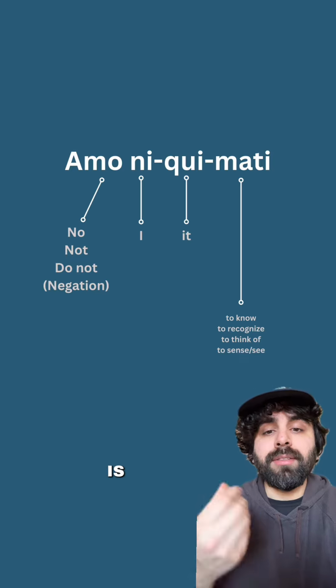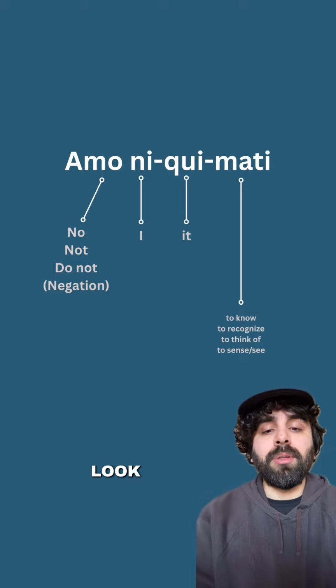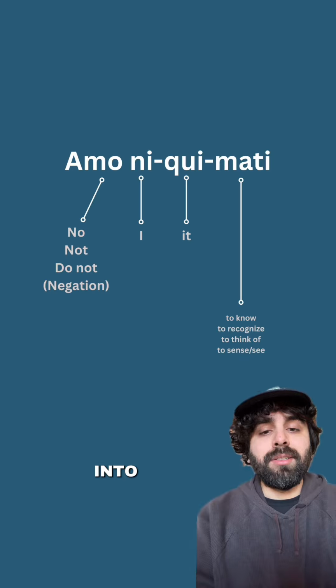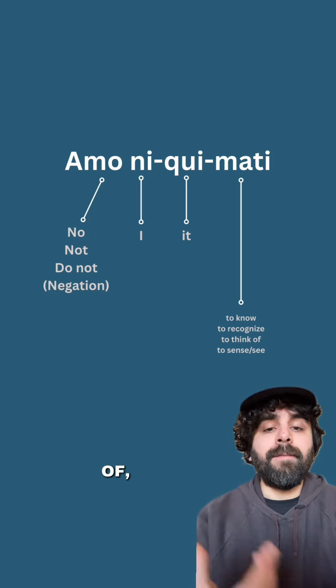I, we've already learned, is ni. Ki is going to be it, which we'll look into more. And then mati, we're going to dig into again. It's to know, to recognize, to think of, to sense, or to see.